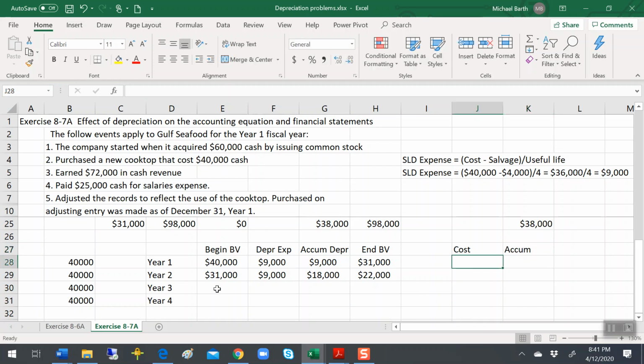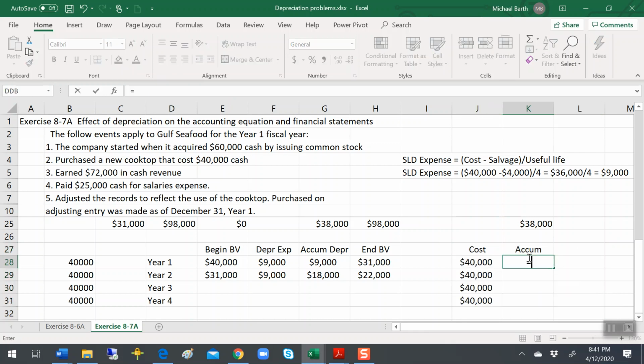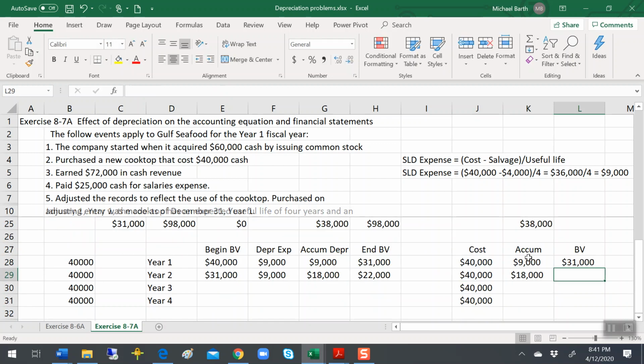accumulated. The cost is going to be $40,000. That's what it originally cost. And the accumulated depreciation would be $9,000 in the first year, $18,000 in the second year. So now it's down to $22,000.